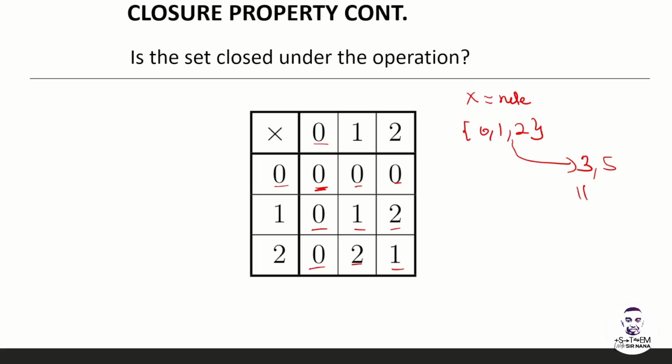But let's check. There is 0, 0, 0, which belongs here. 0, 1, and 2, they are all here. 0, 2, and 1, they are all here. So we can say multiplication is closed under the set {0, 1, 2}. So multiplication is basically closed under the set here.